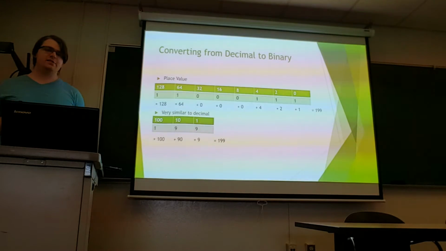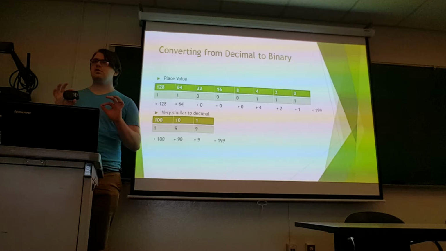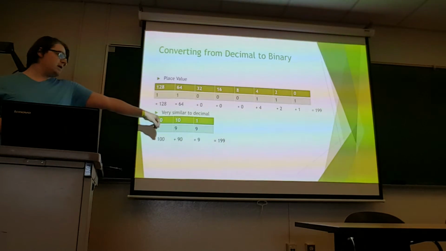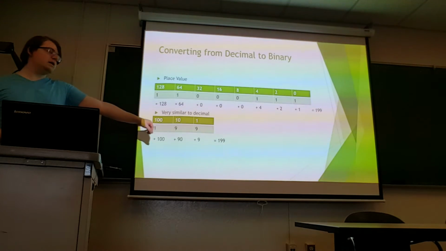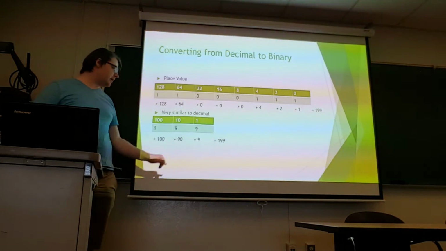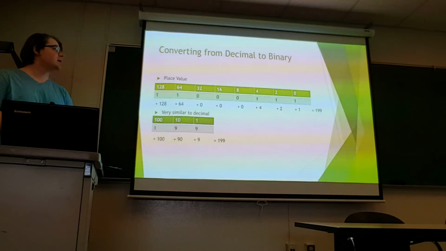Well, we use the exact same system that we use in decimal, except we change the place value of each digit. In decimal, 199 is 1 times 100 plus 9 times 10 plus 9 times 1. That's how we get 199. You probably learned that in like 2nd grade.